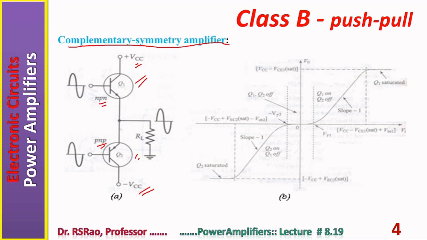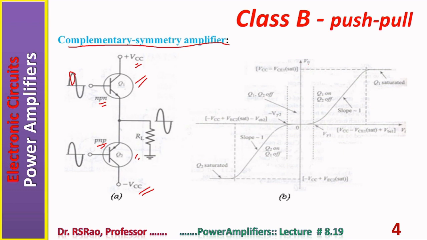During positive half cycle, one transistor conducts. During negative half cycle, the other transistor conducts. When one transistor is conducting, the other transistor remains in a non-conducting state. So at a point of time, only one transistor is in conduction.